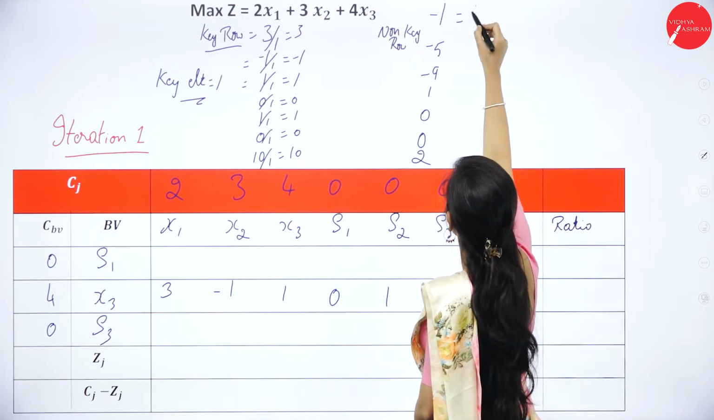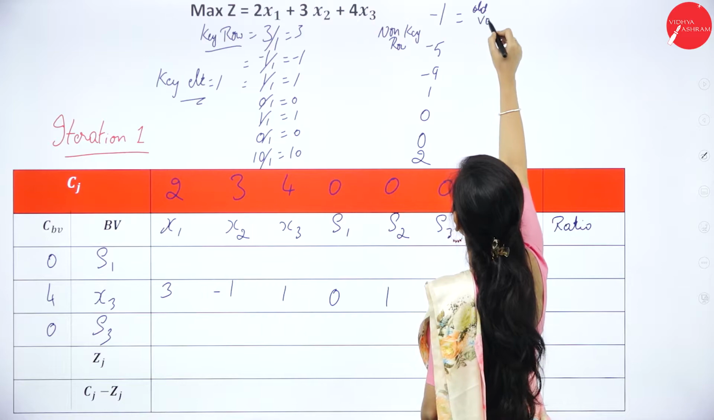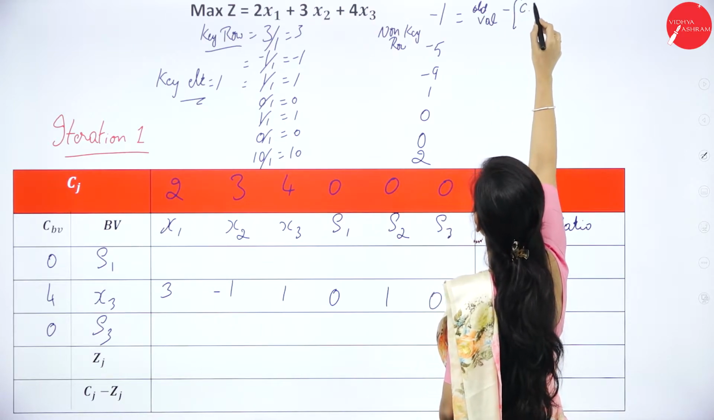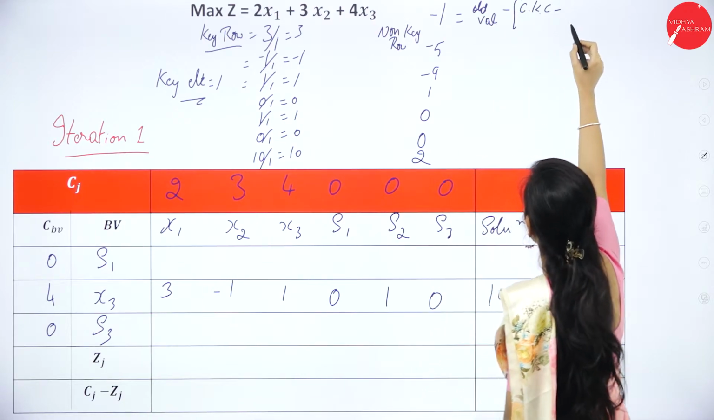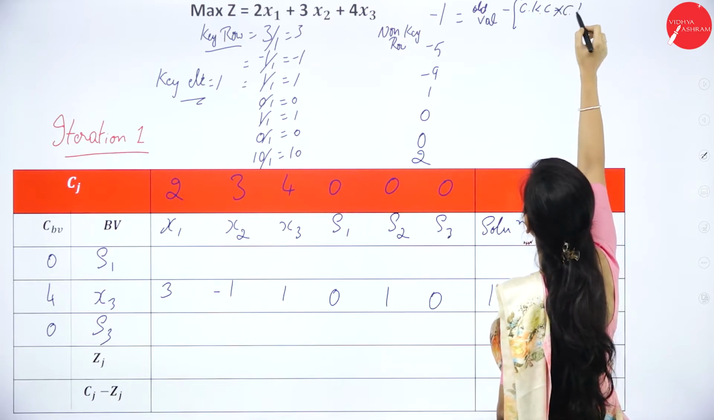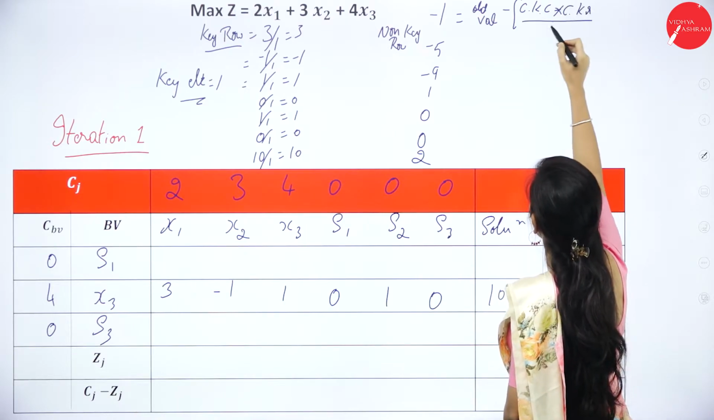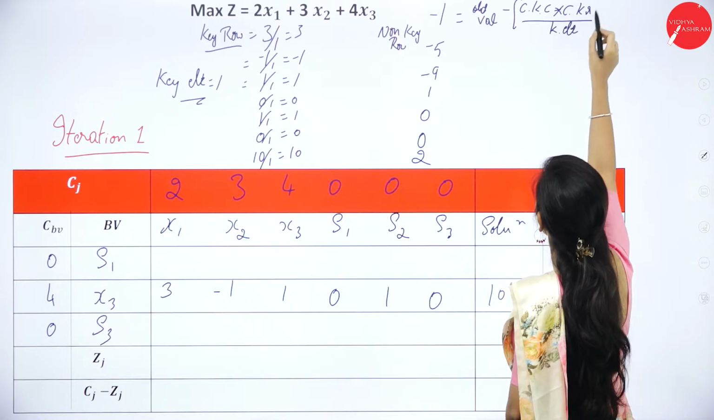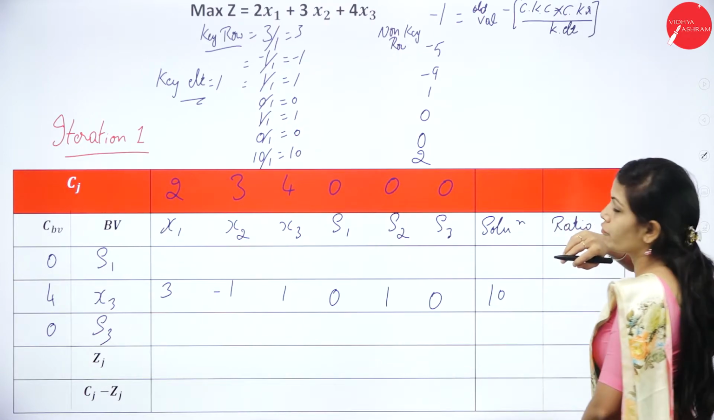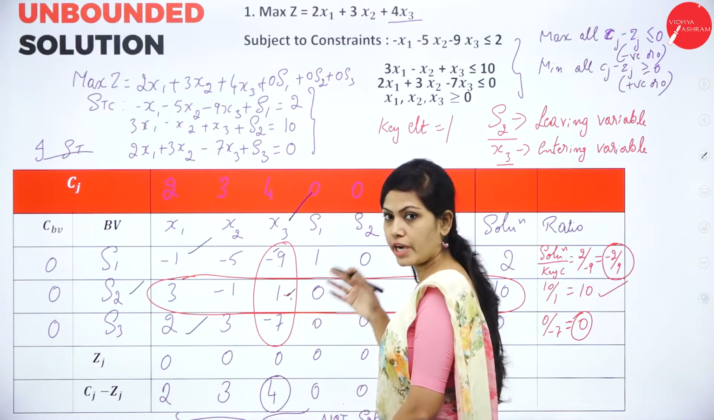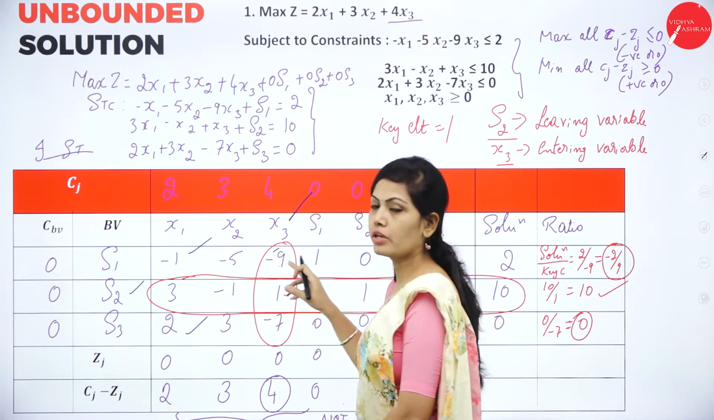Old value minus corresponding key column into corresponding key row divided by key element. Using this formula, you can find the new value. Now, we can find the new value using this non-key row.